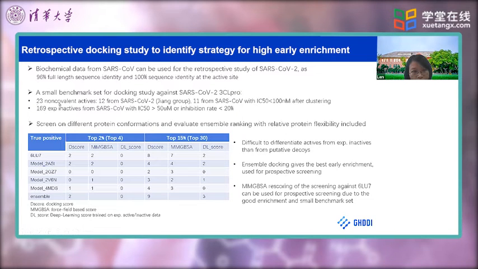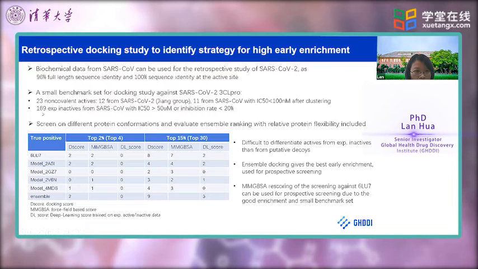It includes non-covalent actives, 12 from SARS-CoV-2 studies from Professor Zhang's group, and another 11 from the SARS-CoV 3CL protease studies with IC50 lower than 100 nanomolar after clustering.